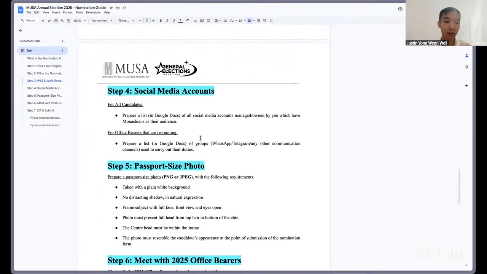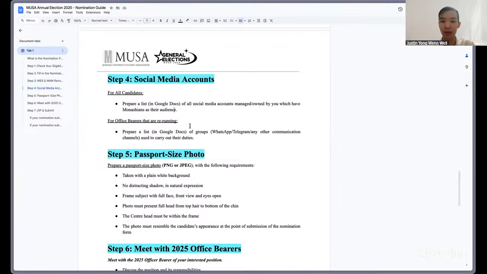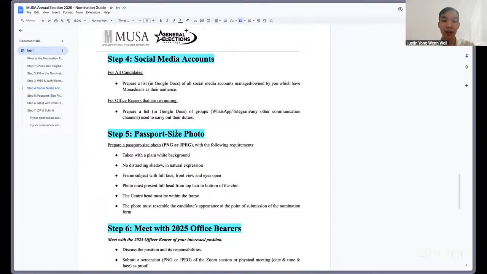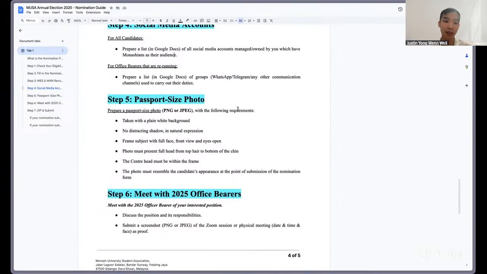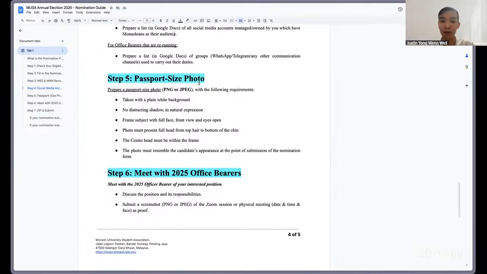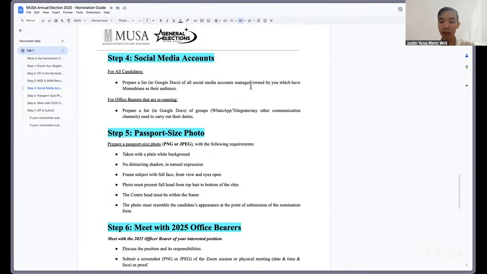And this one is also quite important for candidates. You need to actually prepare a summary of your social media accounts. So we recommend to put it in a list in a Google Docs of all the social media accounts where you have a Monasian as your audience. And for those office bearers that are actually planning to rerun, we also need a record of maybe any WhatsApp groups, Telegram groups, or any other communication channels like Discord that you have used to carry out your duties on top of the social media accounts.